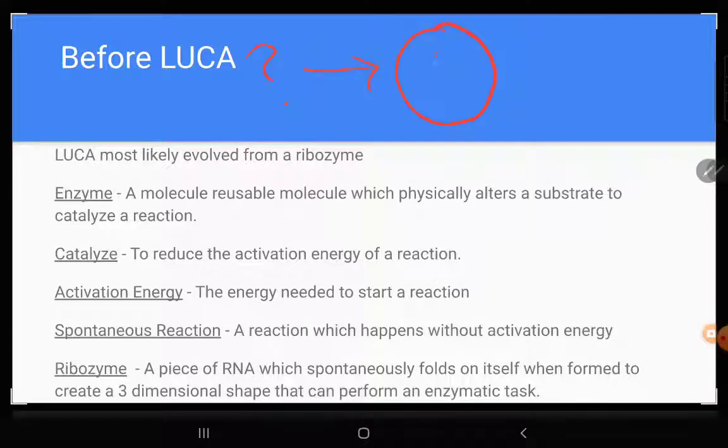So Luca has DNA, and it has organelles. Well, actually, no, it was a prokaryote, so no organelles. It was basically just DNA with a cell membrane. So what came before it? Well, maybe it was just DNA. Maybe DNA gave rise to Luca. So let's explore that idea.